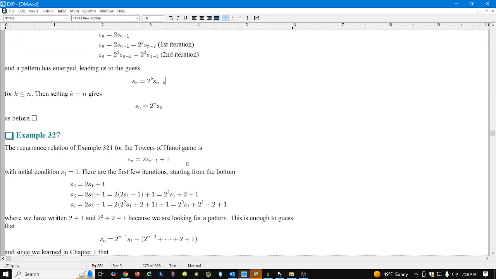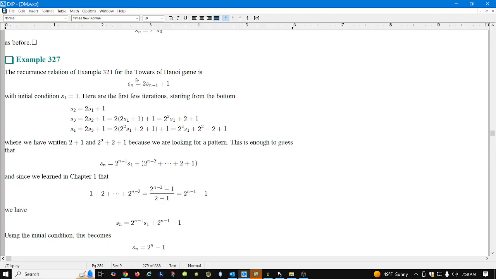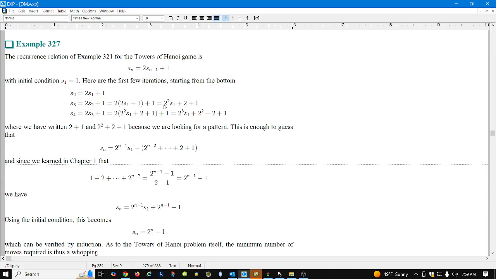Sometimes one direction's easier than the other. So another example, this was the towers of Hanoi recurrence relation. Starting from the bottom, S2 is 2S1 plus 1. S3, the first iteration, is then twice the quantity 2S1 plus 1 plus 1, and expanding that looks like that. And again, rather than writing 4, I write 2 squared. One more iteration, and we're looking at this.